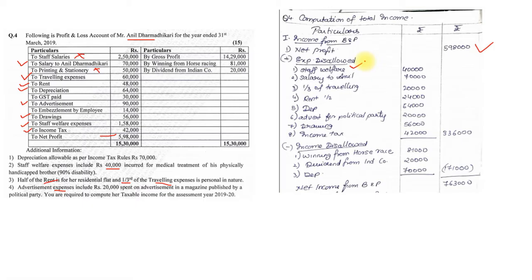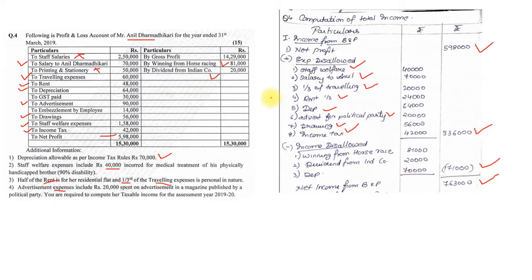Okay, so staff welfare 40,000, salary to Anil 70, one third of traveling, half of rent, depreciation, advertisement for political party, drawing, and income tax. When you add up, you get 3,36,000. Less income disallowed: winning from horse race and dividend both are disallowed, and the second effect of depreciation. We add up, it comes to 1,71,000. So 5,98,000 plus 3,36,000 less 1,71,000, the net income from business and profession comes to 7,63,000.